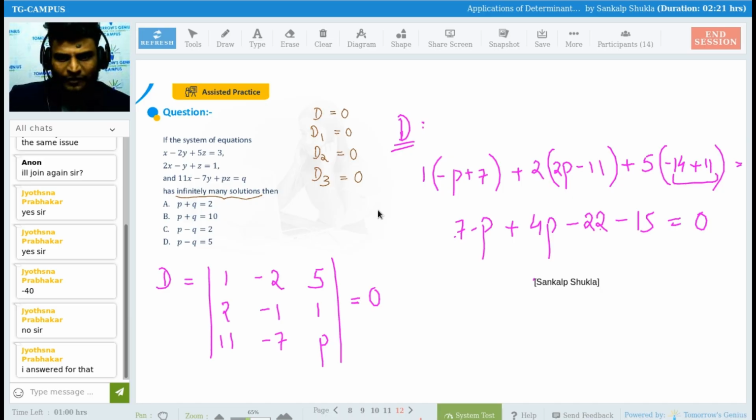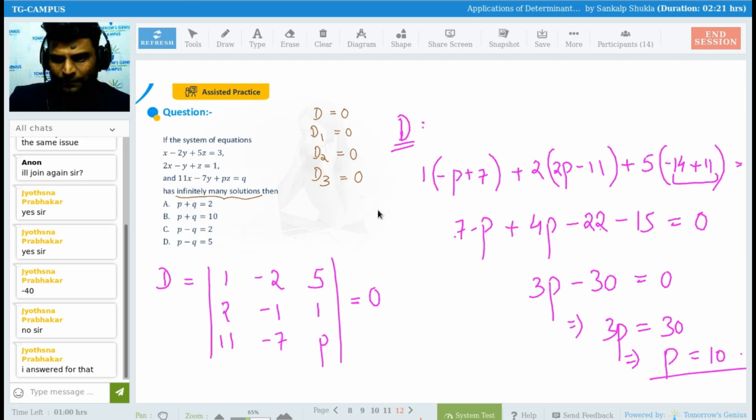So minus P plus 4P will be 3P. 3P minus 30 is equals to 0. That means 3P is equals to 30. It implies that P is equals to 10. P is equals to 10. Yes? So P we have got.